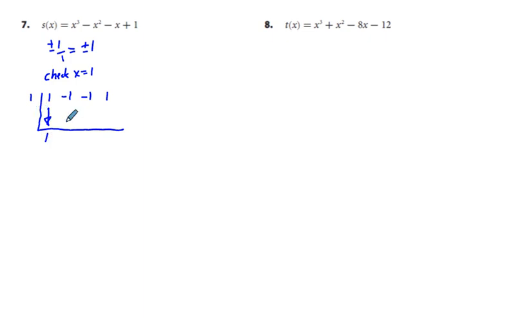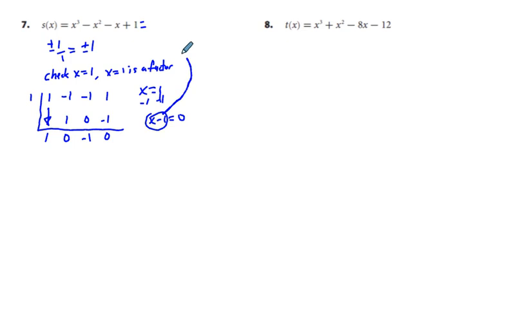Bring down the 1. 1 times 1, 1. Negative 1 plus 1 is 0. 1 times 0, 0. Negative 1 plus 0, negative 1. 1 times negative 1 is negative 1, 0. So x equals 1 is a factor. So for that, we're going to put down x equals 1, and subtracting 1, we have x minus 1. x minus 1 is equal to 0. So this is going to be our first factor we insert.